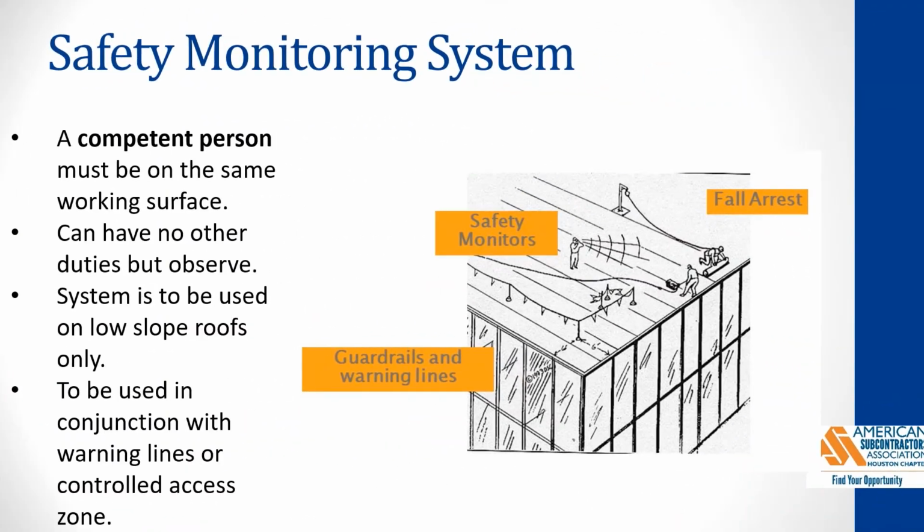In some applications, we are allowed to use a safety monitoring system. This system is only to be used in conjunction with one of the following systems: warning lines, guardrails, or a controlled access zone. A competent person must be on the same working surface as all working employees. The competent person can have no other duties but to observe.